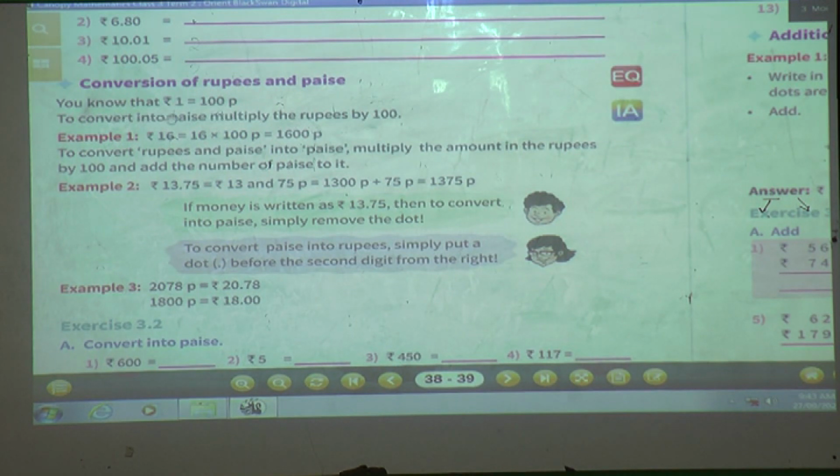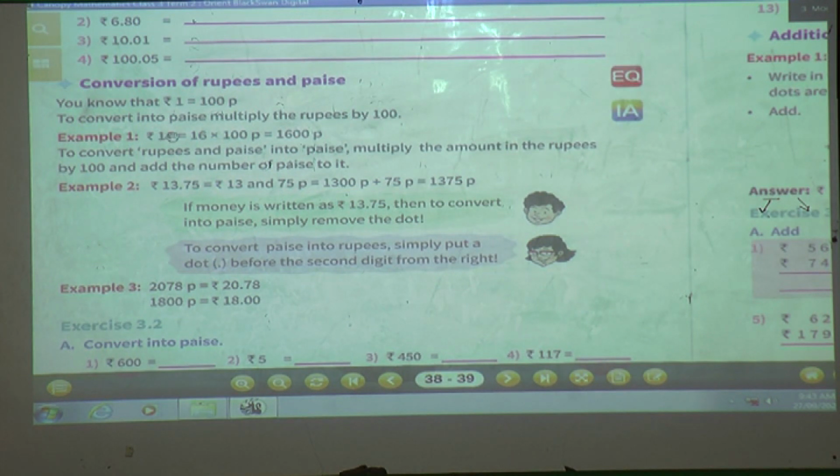Now you know that 1 rupee is equal to 100 paise. Already I have told you, 1 rupee is equal to what? 100 paise. To convert into paise, multiply the rupees by 100. See what we have to do. Suppose we have to convert into paise, multiply the rupees by 100.